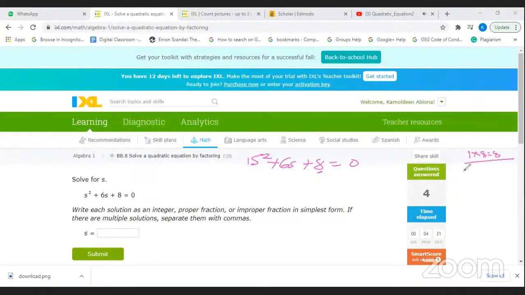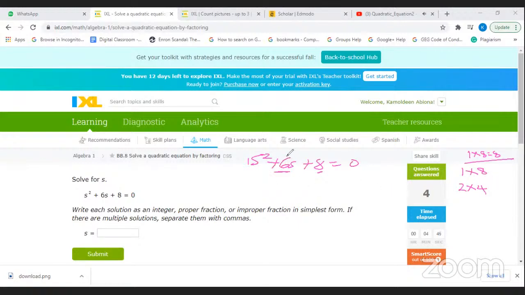So what are the factors of 8? Two numbers that you multiply to give you 8: 1 times 8, 2 times 4. Since it is plus 8, it's either plus plus or minus minus. So which one do we add together to give us 6? 1 and 8 don't give us 6, but 2 and 4 will give us 6.